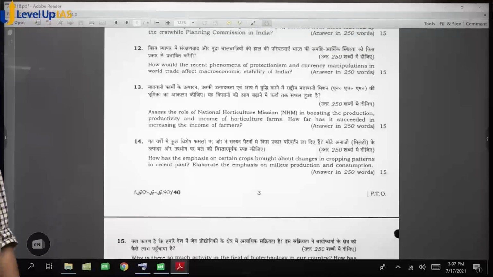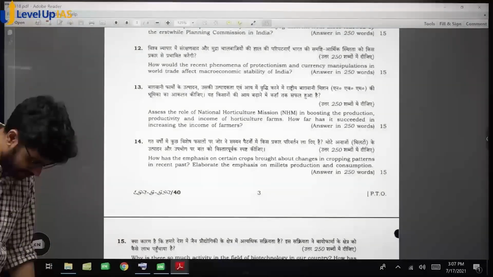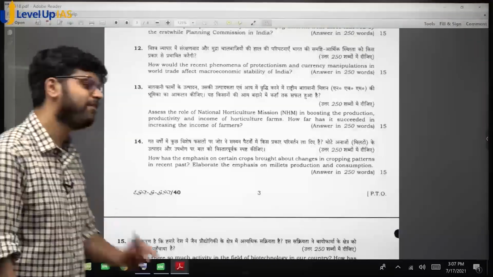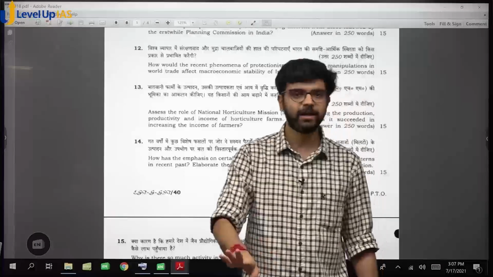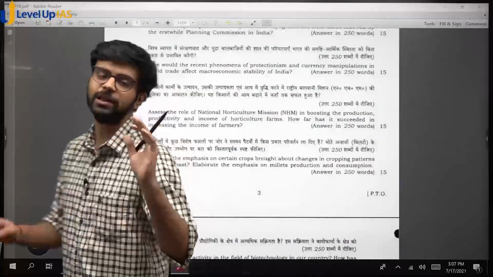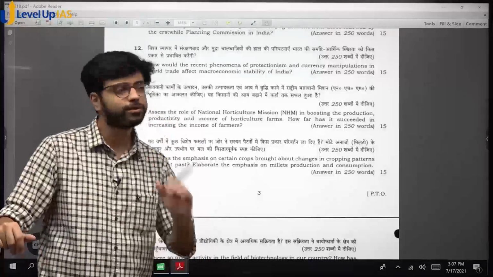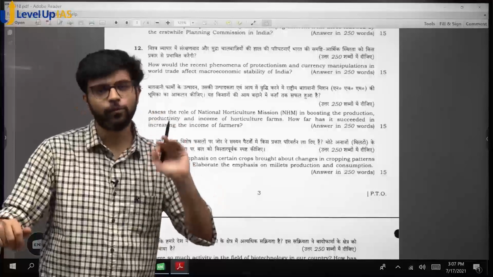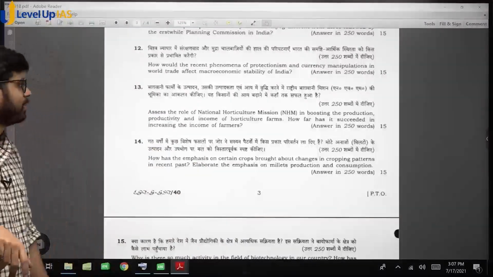See again, what are they asking? Kya boost karna hai? Production. Productivity and income, these are different things. So, everywhere in agriculture, their focus is on income or production, productivity, efficiency. Okay? Income, efficiency. The focus is on these two things. Whenever you read, please focus on these two things. Please pay attention how to improve these two things with respect to farmers.